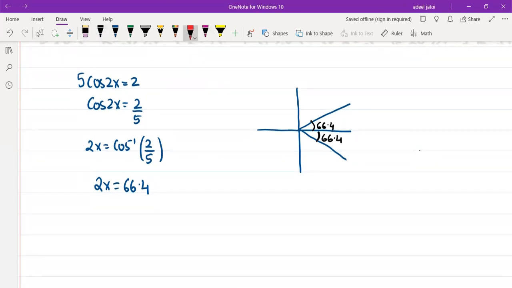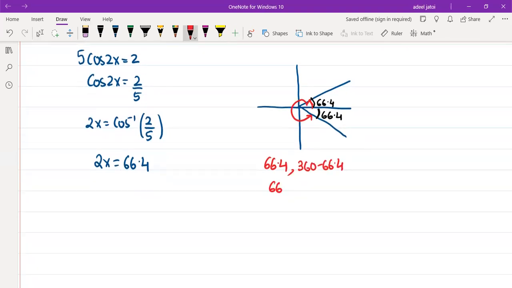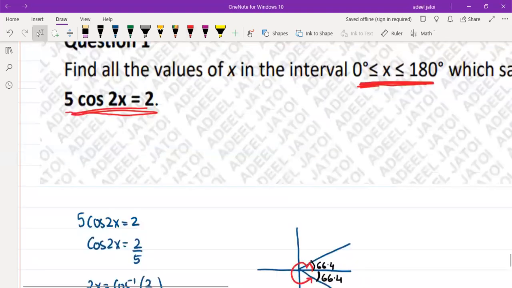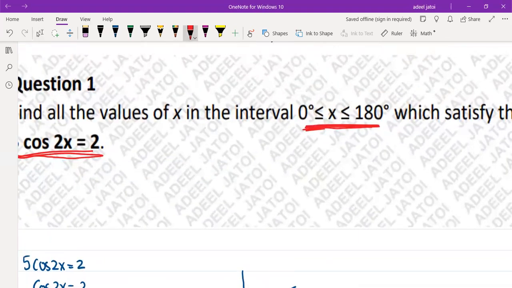Can I say, moving anti-clockwise, my first angle should be 66.4. My second angle should be 360 minus 66.4. Do you agree? Can I have the answer for this? 66.4, comma, 360 minus 66.4 is 290.6.